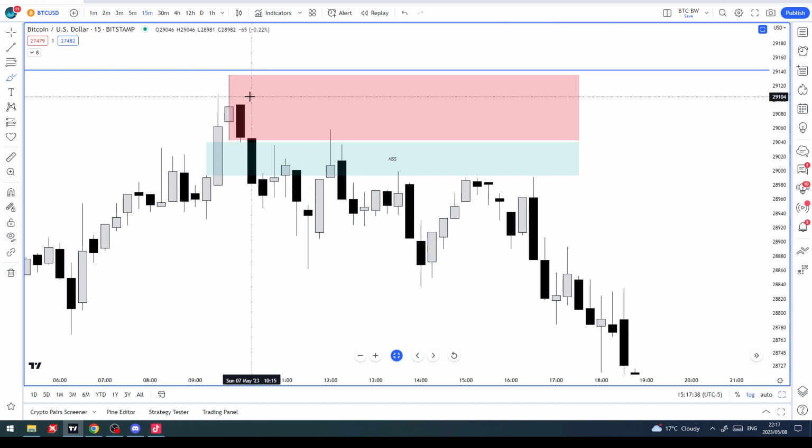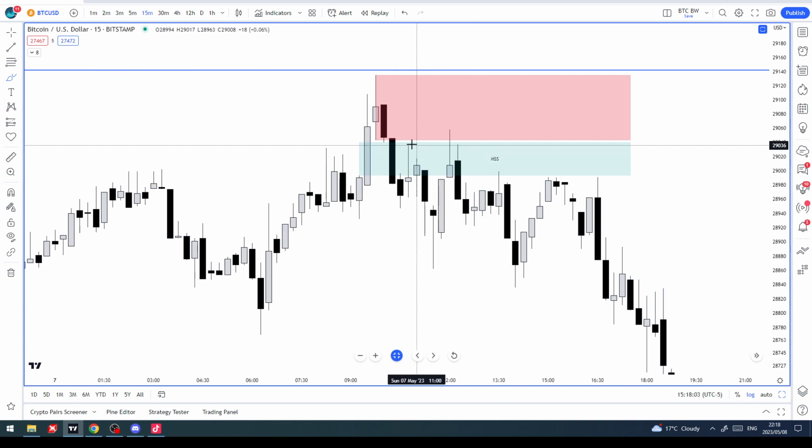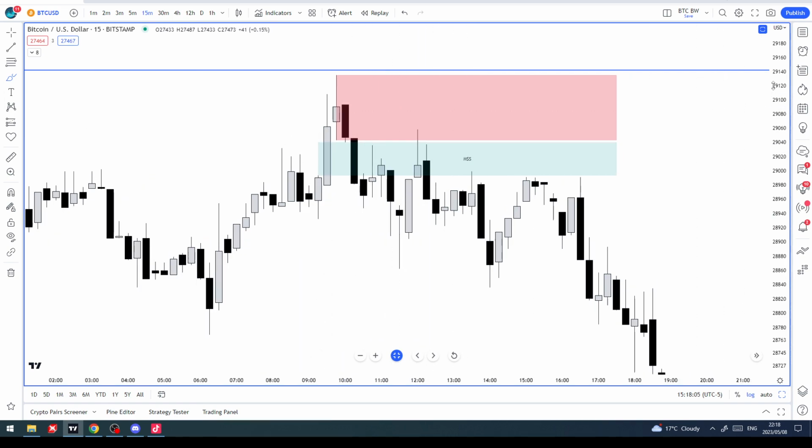Now what happens is, and I've been saying this all the time, you don't want OB validation before market structure shift. So when you get your OB being validated before the market structure shift happens, what do I say happens? The order block gets raided, right? That's your order block. It gets raided, and then price continues.